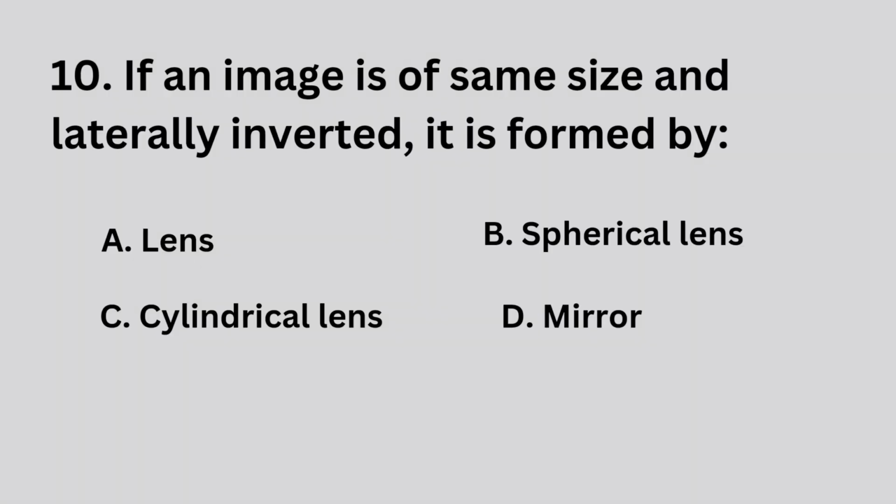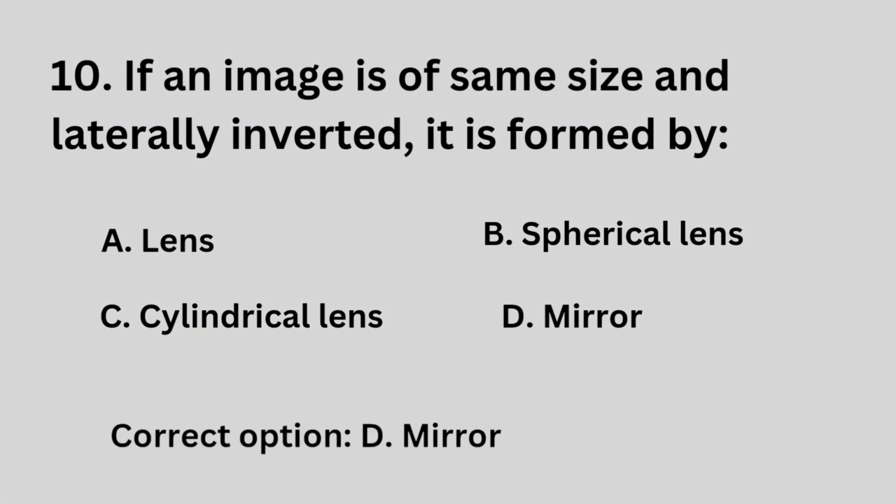10th question. If an image is of same size and laterally inverted, it is formed by. Option A lens, option B spherical lens, option C cylindrical lens, and option D mirror. And the correct answer is option D mirror.